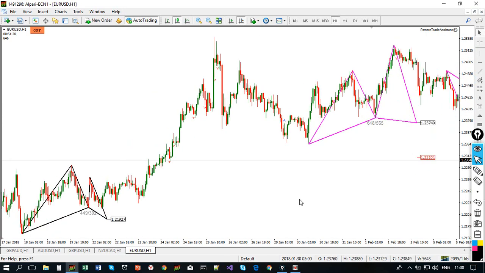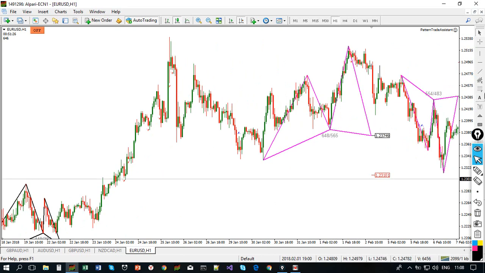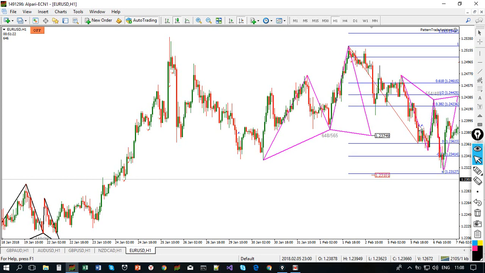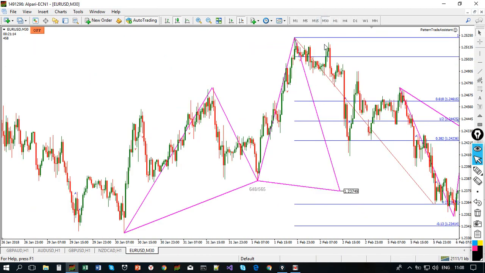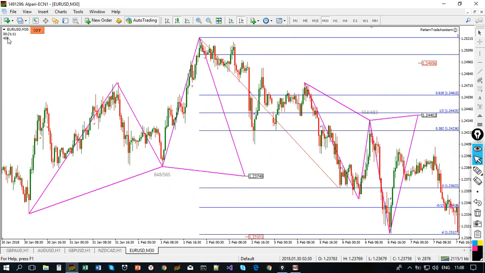Okay, what is next? This one didn't complete. Here we have this Cypher pattern. Perfectly stretch the fibs. This is the first bar that triggers the entry. 56.5. It is less than 1 hour, but it may be okay for 30 minutes. Yes, it is okay for 30 minutes because 30 minutes is 45.8.